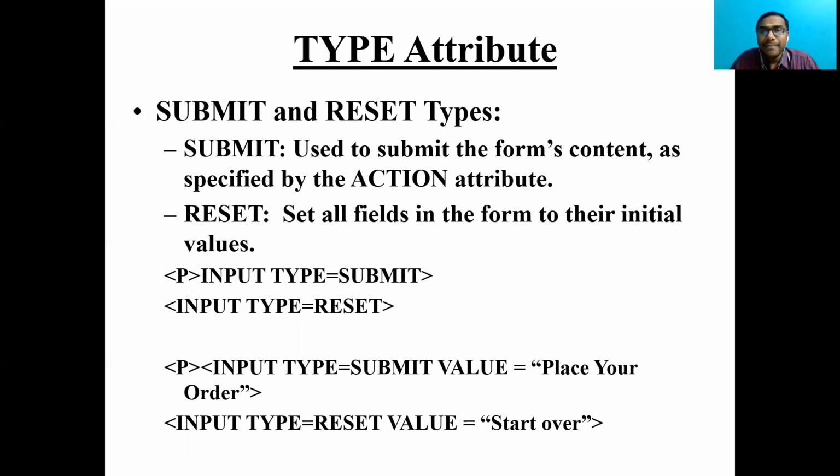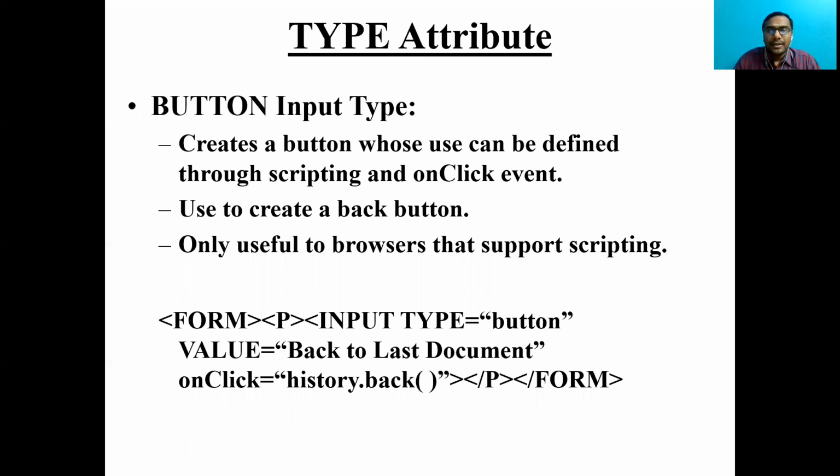Another thing is submit and reset. Submit we can enable with the help of the type button here. Then reset: if I want to clear all the previous values, I can make use of type equal to reset. Button creates a button whose use can be defined through scripting and the onclick event. If we go in depth in JavaScript in the forthcoming classes, you will come to know how you can embed your HTML program with JavaScript using this onclick event.